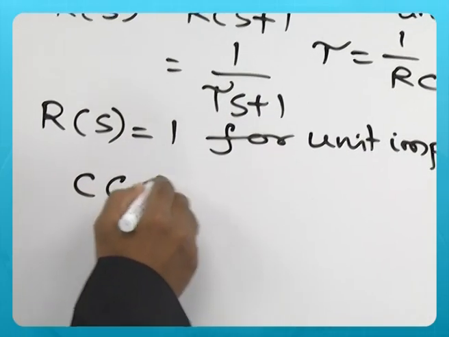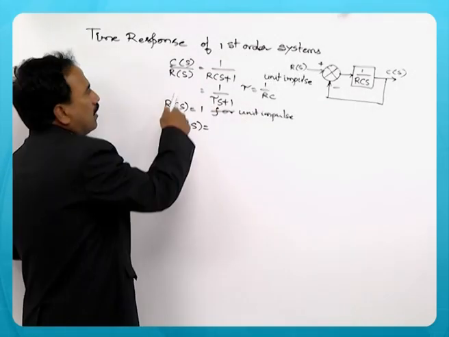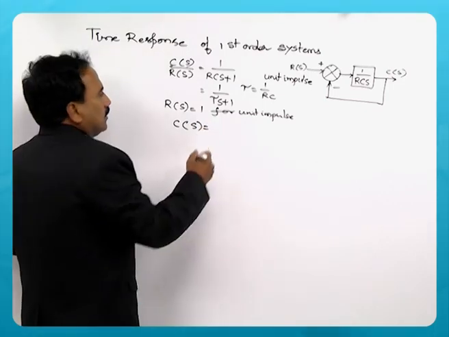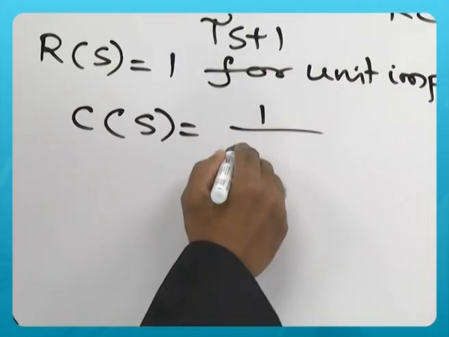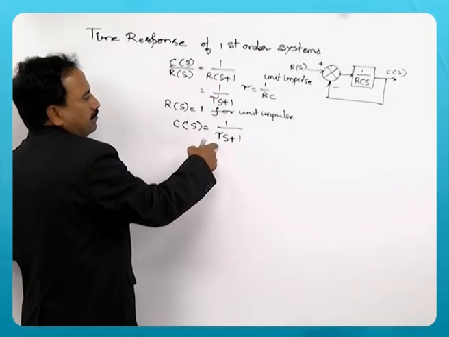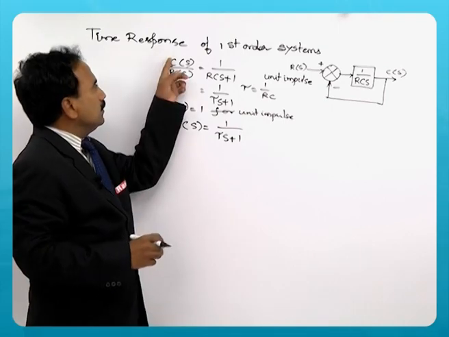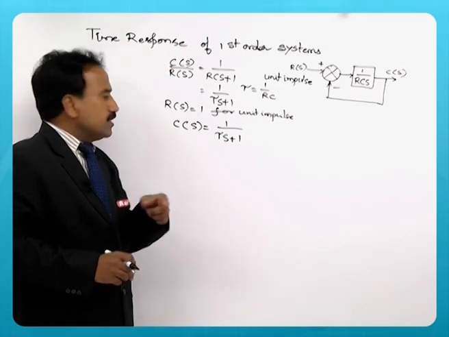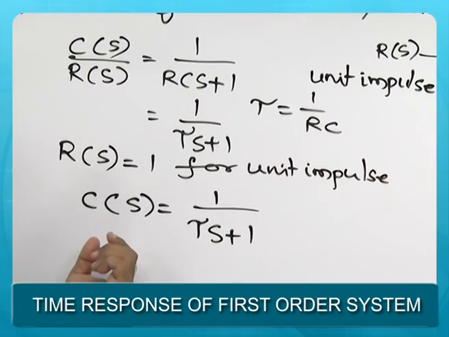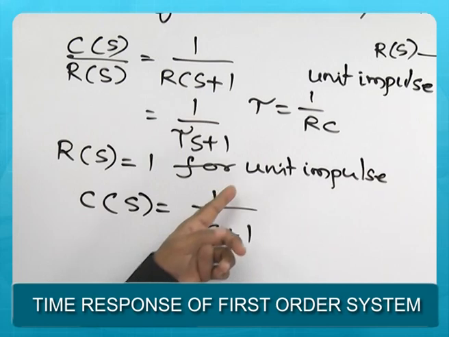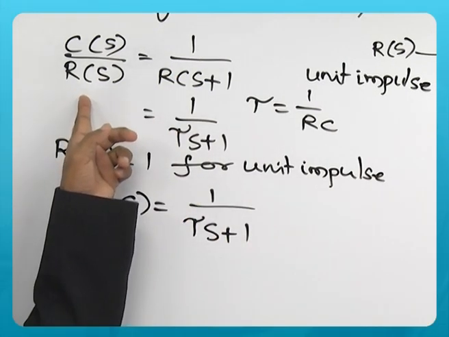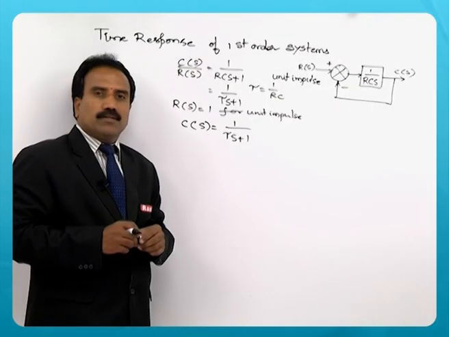So, C(s) is no change actually, because R(s) is equal to 1. It is just multiplied by 1, so you get C(s) as it is, or C(s)/R(s) is the same. That is why the transfer function is also defined as the impulse response, because the impulse response is 1/(tau s+1), same as the transfer function, because R(s) is equal to 1.